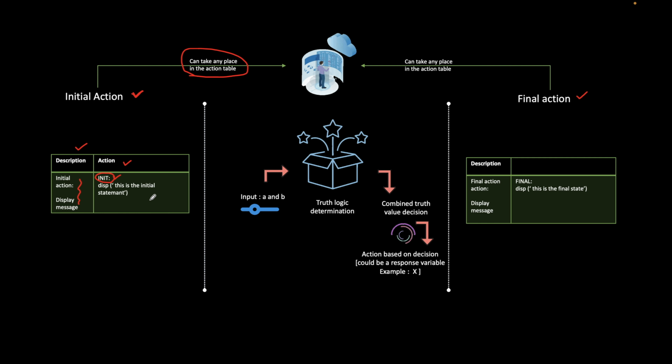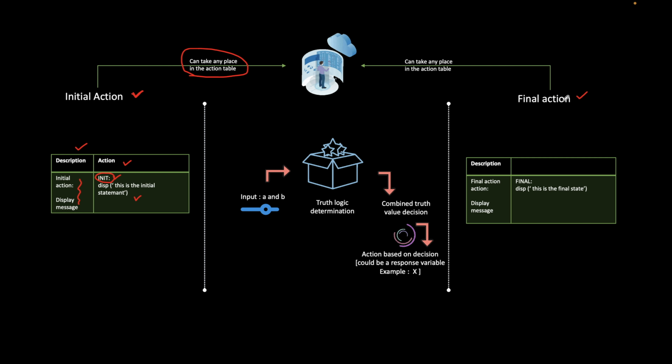The initial action will take place before any action takes place. You can place the initial actions anywhere in your action table. There is no specific location, like you need to keep it at the beginning, or at the end, or in the middle. You can place it anywhere and it will take its action whenever the truth table is being called.